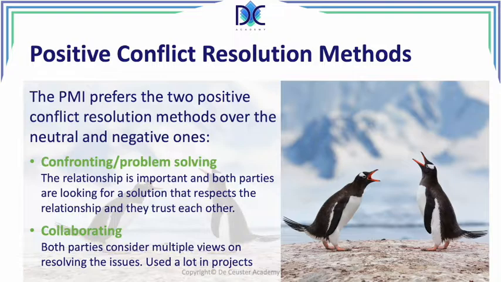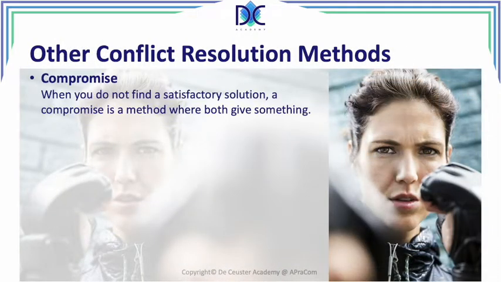We look at other conflict resolution methods, like compromise. When you do not find a satisfactory solution, a compromise is a method where both parties give something. Before, in the project management courses and the PMBOK, compromise was considered a lose-lose solution where both parties are giving away. Nobody is basically winning. But I feel that compromise, in the new PMBOK, is considered a little bit more positive. We try to get out of the conflict by finding some things that we can give to the other party without losing too much.